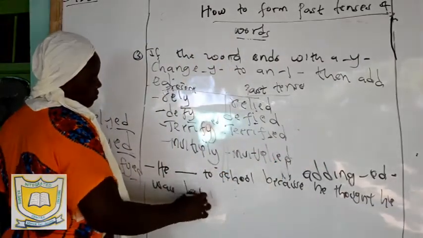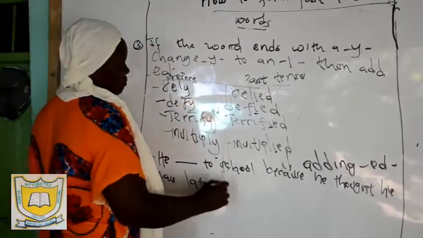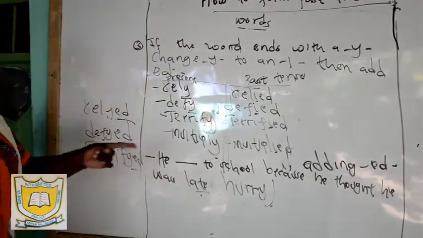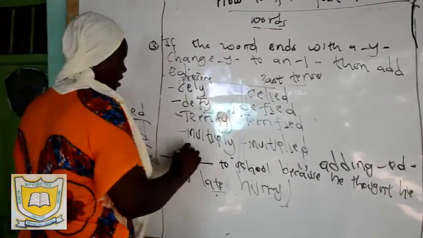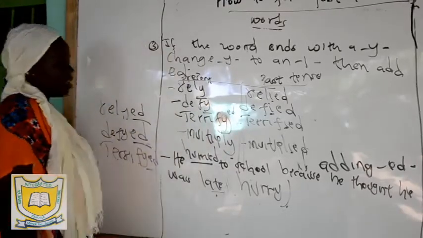Now you have he dashed to school. The word in bracket is hurry. Now how do you form the past tense of the word? He hurried to school because he thought he was late.